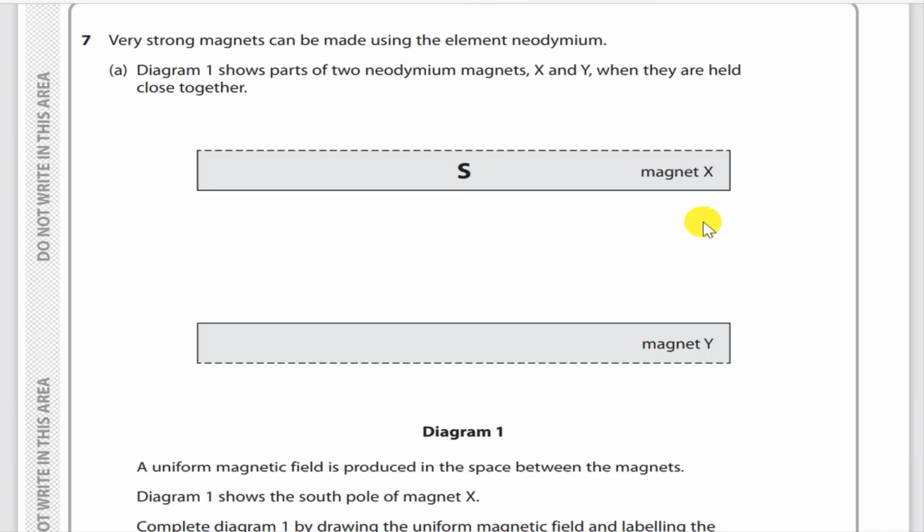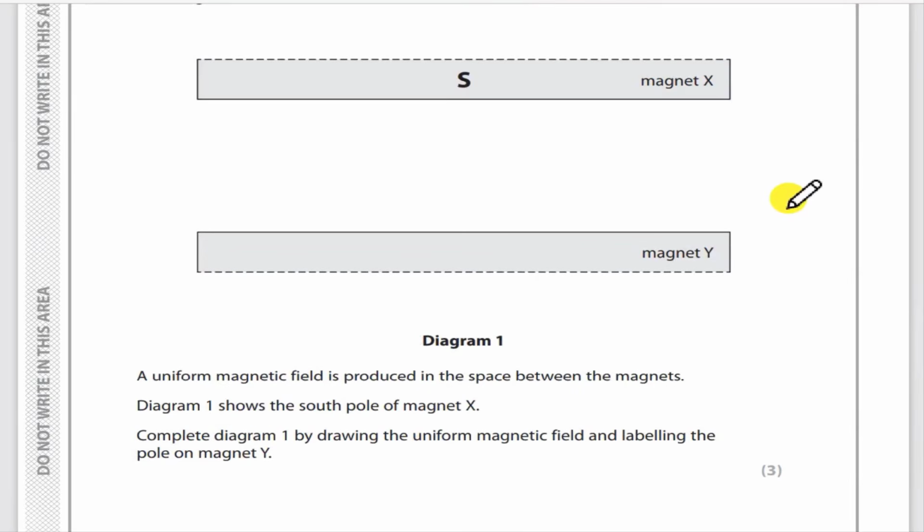A uniform magnetic field is produced in the space between the magnets. Diagram 1 shows the north pole of the magnet. Complete diagram 1 by drawing the uniform magnetic field and labeling the poles on magnet Y. So, north pole.